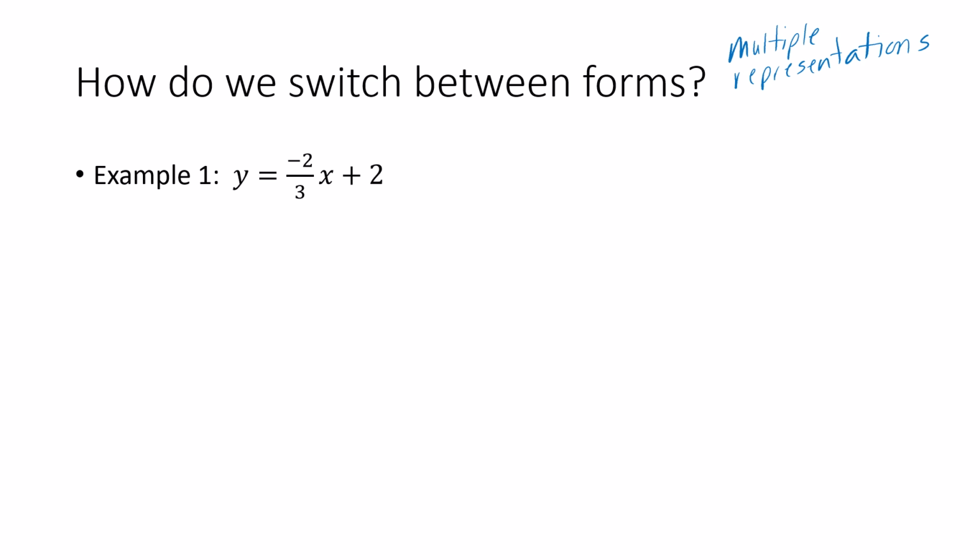So the first thing I would do in this one, we've got y equals negative 2/3 x plus 2. The first thing I notice is that my coefficient of x is not an integer. It's a fraction here. So I would like to get that to be an integer. Now, remember the reasoning here.